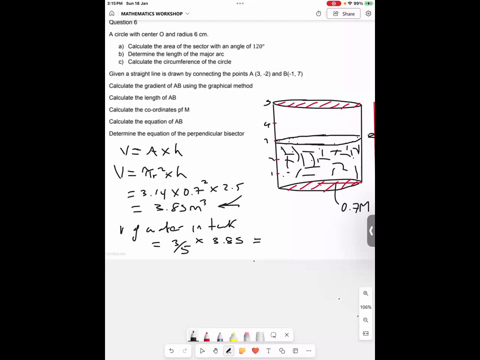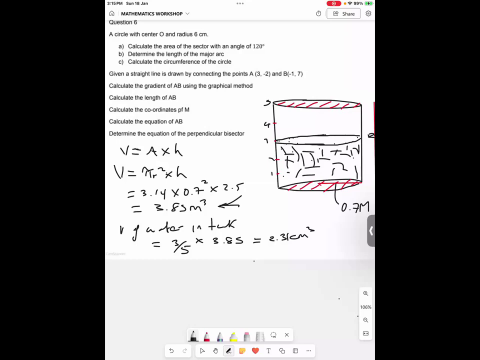So I'm getting 2.31. So therefore, the amount of water that is currently in the tank right now is 2.31 cubic centimeters.